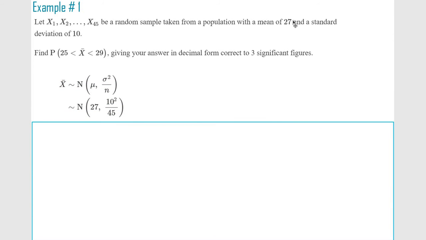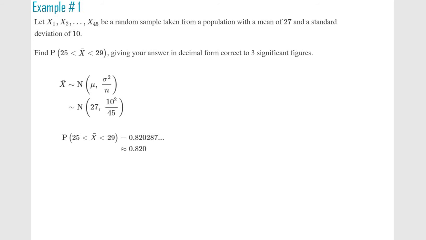So your mean is still expected to be the same, even though I've now collected 45 data points. I take my standard deviation, square it to get the variance, and then divide by 45. Using that, I find my probability with my normal CDF.